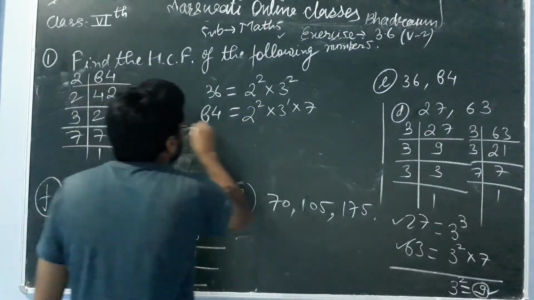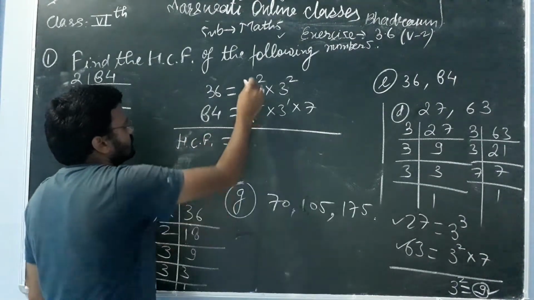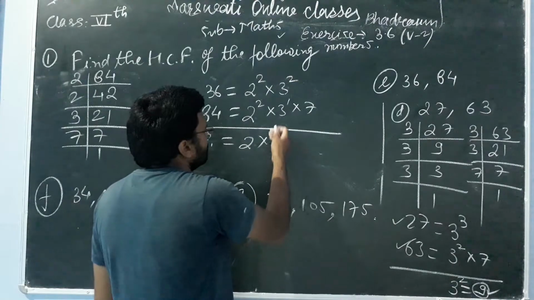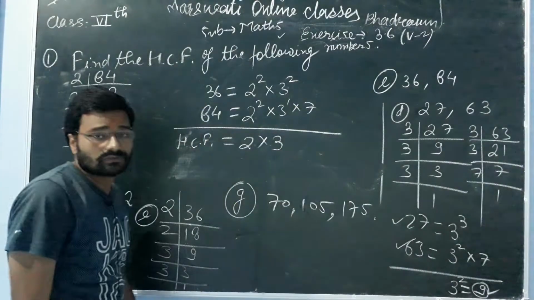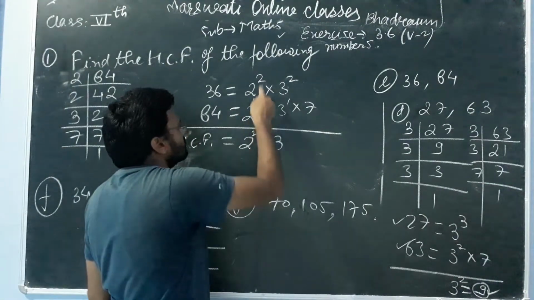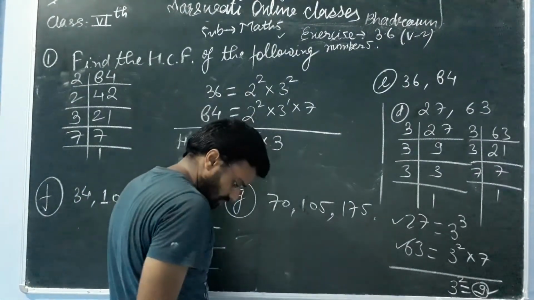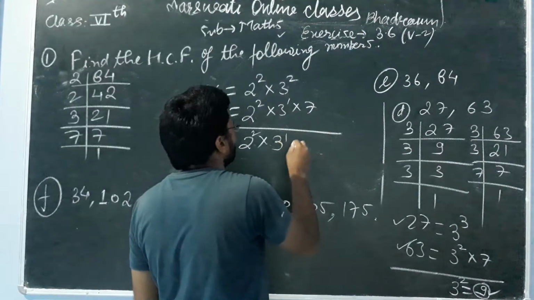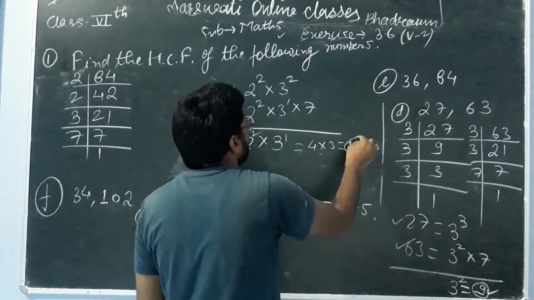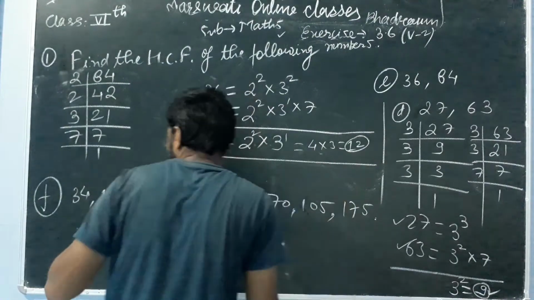Okay, so now we will take the HCF, and what is our HCF? This 2 is common, this 3 is also common, and 7 is not common, so we will not take 7. Now we will take the smaller power, so 2 to the power 2 is the smaller one, because both the numbers contain 2 to the power 2. Here 3 to the power 1 is smaller, so we will take 1. 2 to the power 2 is 4, into 3, 4 3s are 12. This is our answer, this was our HCF, which is 12. Got it? Next one is what?